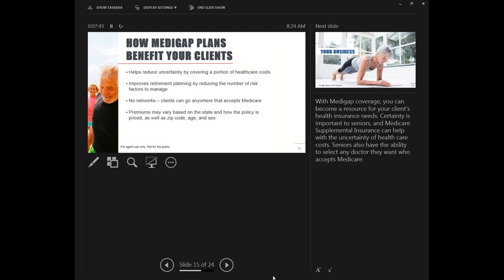Now, if something's not approved by Medicare or they don't accept Medicare, then the Medicare supplement is not going to cover the cost, because it's designed as gap coverage, not standalone insurance. So if Medicare's not covering it, it's not going to be covered by the Medicare supplement. And as I mentioned earlier, premiums for your clients are going to be based on the state where it's issued, zip code in that state, age, and gender.